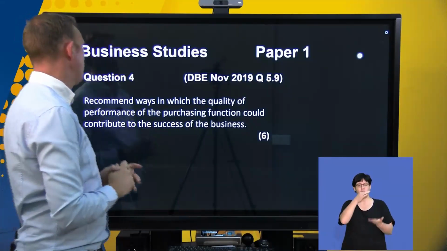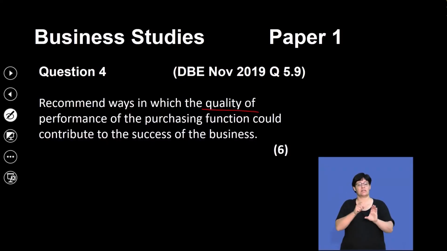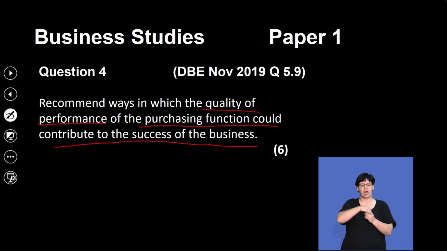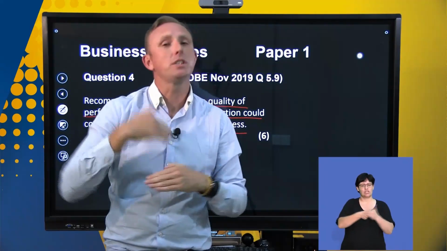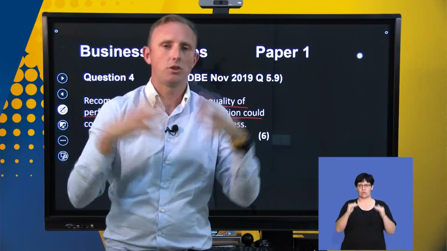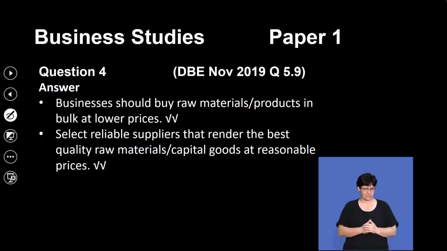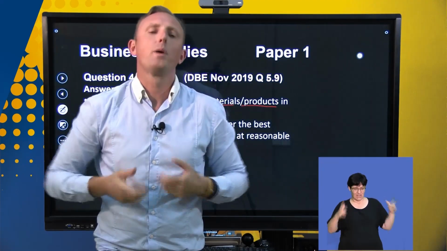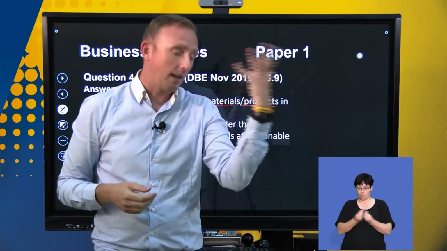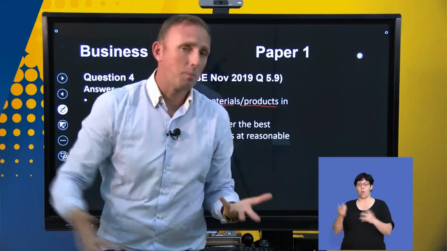Our next question is: recommend ways in which the quality of performance of the purchasing function could contribute to the success of the business. So we're now going to be looking at quality and how the purchasing function can add to that quality. So firstly, the businesses should buy raw materials or products in bulk at lower prices. So if we buy in bulk, we're able to get it for cheaper. If we can get our products for cheaper, we're going to make more profit.